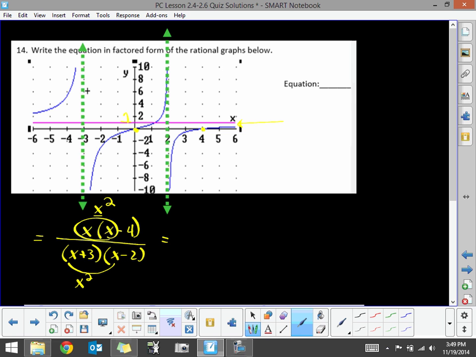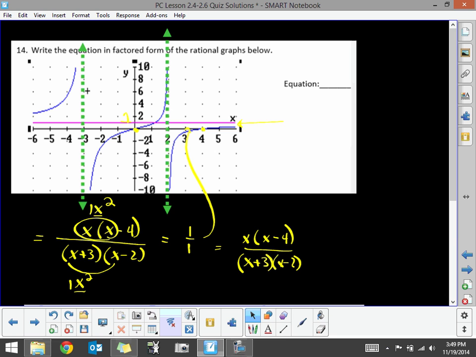So I have the tie that I need, because if I'm going to have a horizontal asymptote anywhere other than 0, it has to be a tie in degrees. So it's a second degree and second degree, and the leading coefficients of each of those are 1, so the ratio is 1 to 1, and that's exactly where a horizontal asymptote is. So I should have, in this current form, x times (x minus 4) over (x plus 3) times (x minus 2), a rational equation that would satisfy the conditions of this problem.